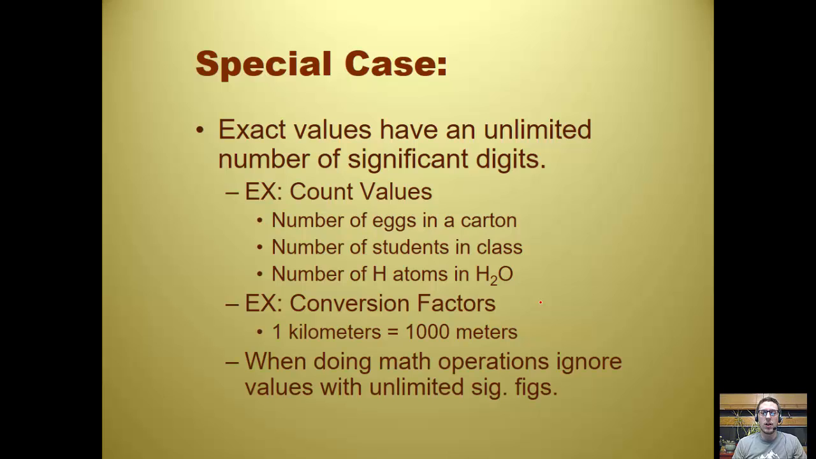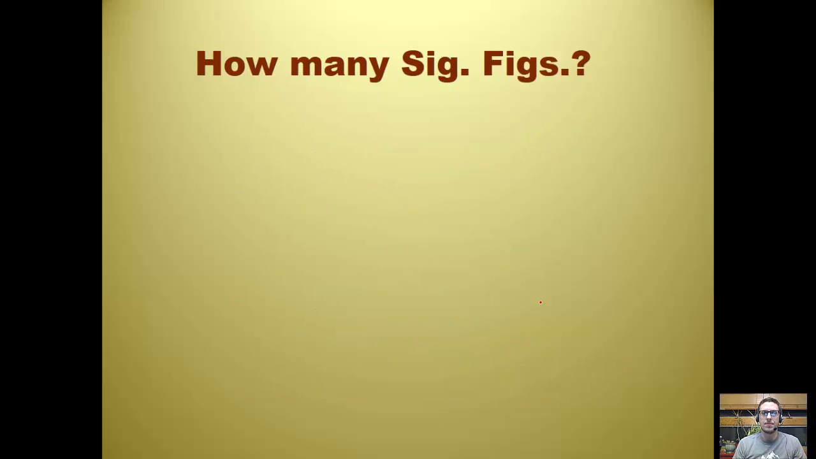And when doing math operations, remember, ignore the unlimited sig figs. You just use the other ones that you go on. So how many sig figs? Let's do some practice. So this is right here. We see no decimal, so we're going to move right until we hit this first one here. We have 1 sig fig.